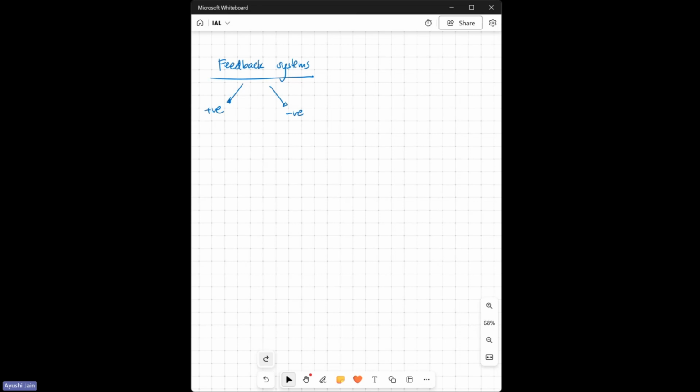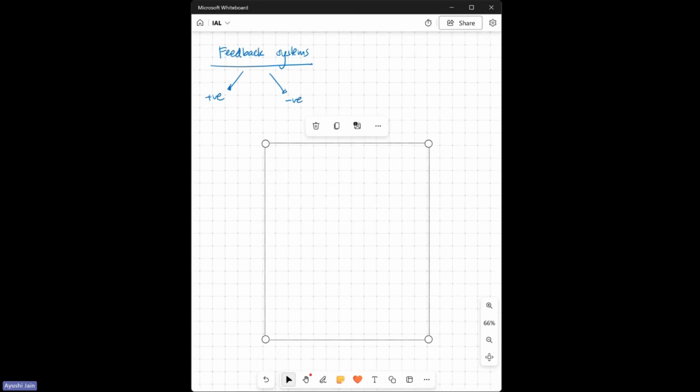Okay. Then you have the cold temperature. So you start shivering, you start curling up. Those are all changes that happen in order to warm up your body. So this is also an example of a feedback mechanism, which is a negative feedback mechanism.